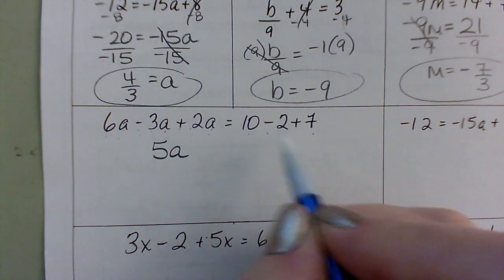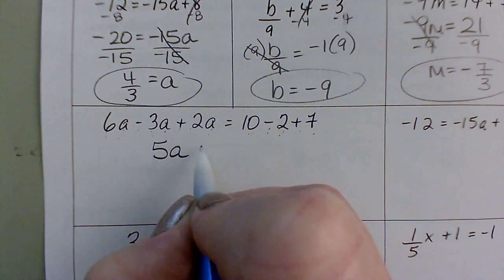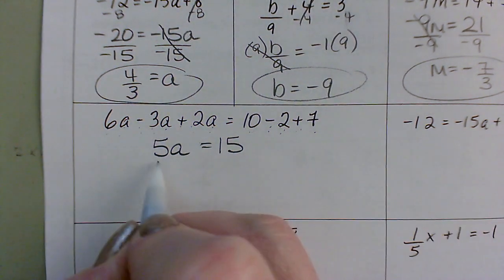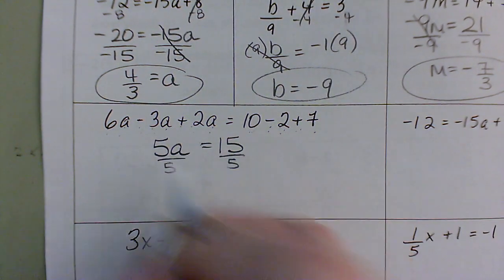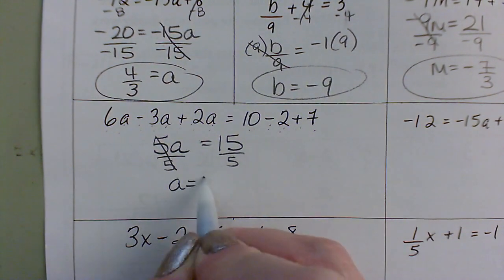And then on the other side, I have a 10 minus 2, which gives me an 8. 8 plus 7 gives me a 15. So when I put everything that could be together back together, all I'm left with is 5a equals 15. Now I can use the strategies of undoing what's there. I have 5a equals 15. That means I've got to eliminate the 5, right? And I eliminate it by division because it's the number directly in front of my a. It's being multiplied. Undo it. a equals 3.